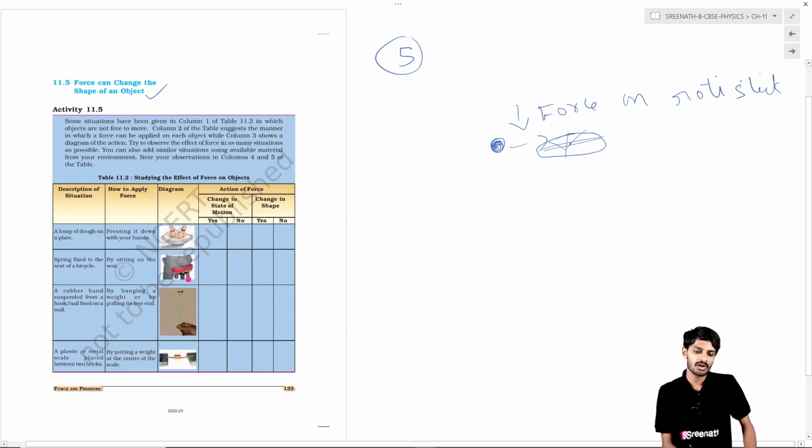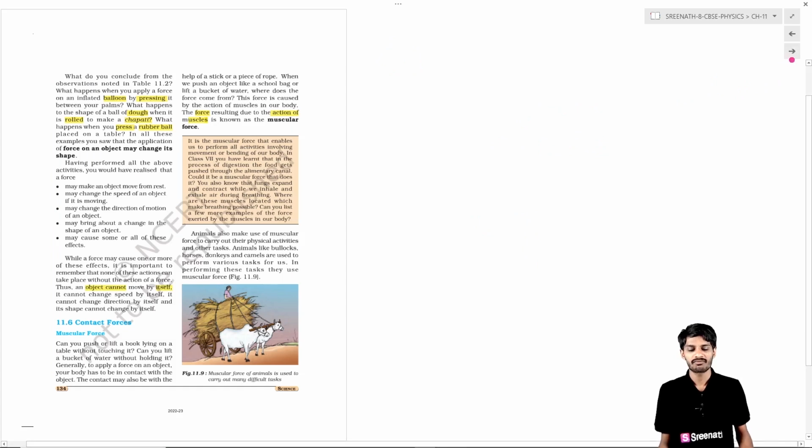At the same time, if you are sitting on a cycle whose seat has springs, when you sit on it, what happens? The springs will compress. Another example is a nail. If you hang a rubber band on this nail and try to pluck it, previously its shape is like that, and when you pluck it, its shape is now here. Its shape is changed by the application of force. Finally, what we can conclude is that force can change the shape of an object.